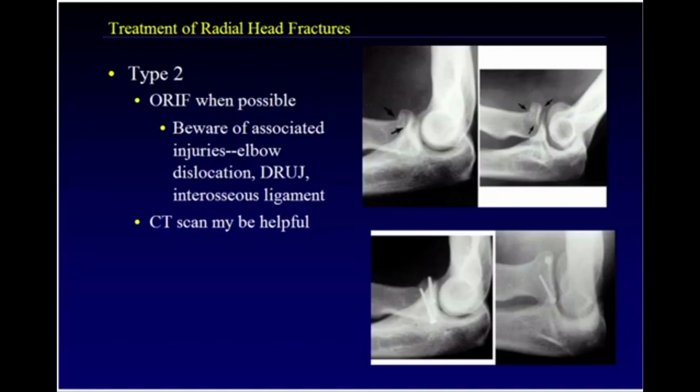For type 2, you want to fix the radial head and/or the radial neck when possible. Beware of associated injuries, either elbow dislocations, distal radial ulnar joint injuries, or damage to the interosseous ligament. A CT scan can be helpful. Typically, the simple type 2 radial head fractures can be very effectively managed with screw fixation of the radial head fragment, as you see in these radiographs here.